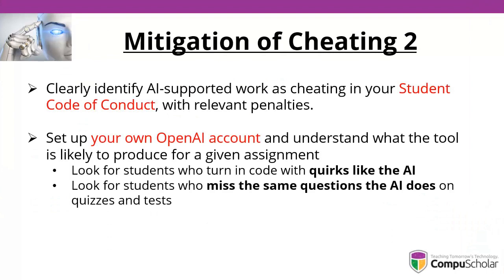Similarly, the AI might have a certain pattern of questions that it gets right or wrong on a specific test. So over time, if your students tend to miss those same questions that the AI does, either the questions themselves are confusing or potentially they're using the AI to generate those answers.